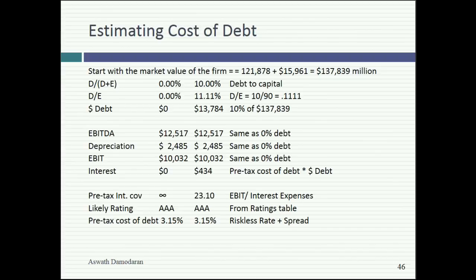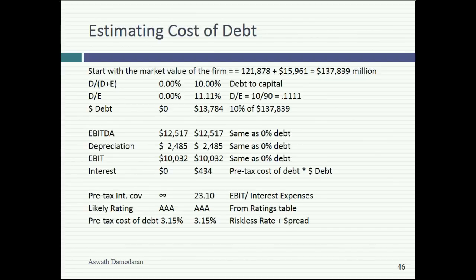So my first stop was 13,784. My EBITDA, depreciation, and EBIT look exactly like they did when I had no debt. And now comes the first tricky part. I need to estimate how much I will have as interest expenses at the 10% debt ratio. That's why I needed the dollar debt. So to get the interest expense, what do I need to do? I need to multiply the dollar debt by an interest rate. And there is a little problem I'm going to have to overcome that I'm not going to mention right now, but after I've described the process, I'm going to come back and ask you what that problem is.